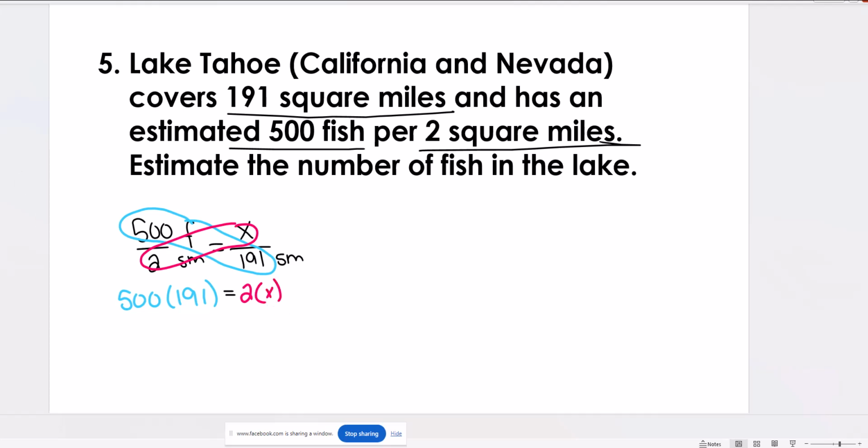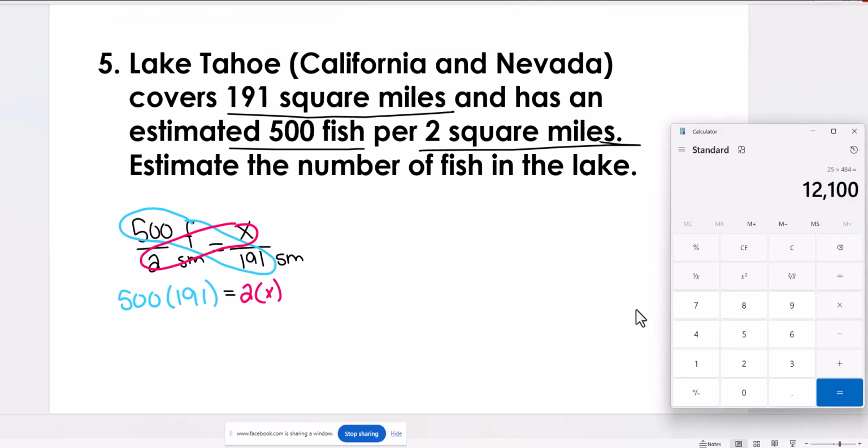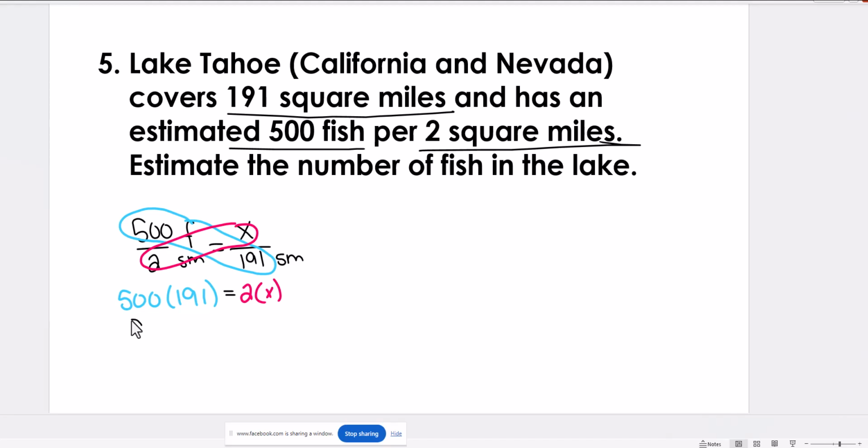Okay, so let's do some figuring. We're going to take 500 times 191. Clear this. 500 times 191, and that gives us 95,500. Make sure that's a comma. All right. Equals 2 times x, which is 2x.